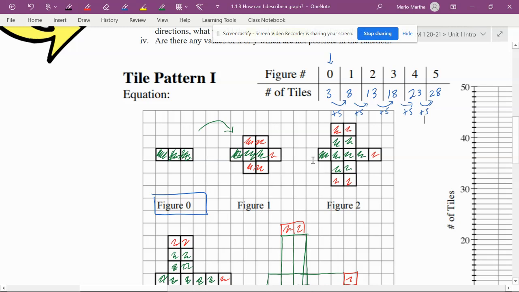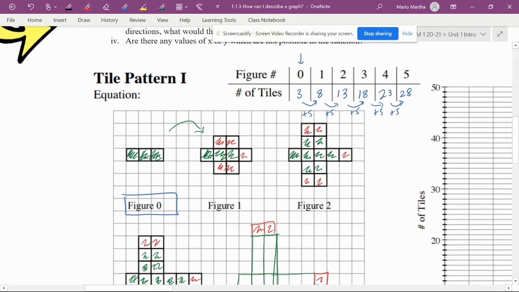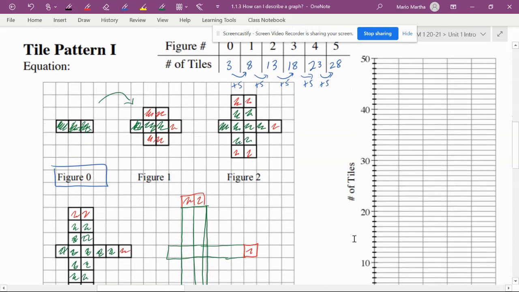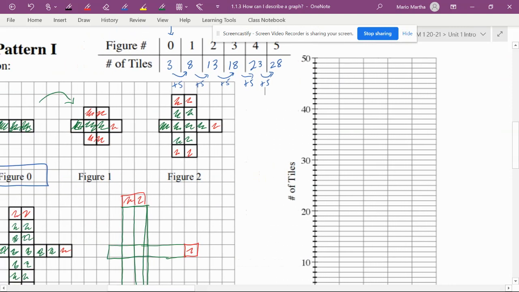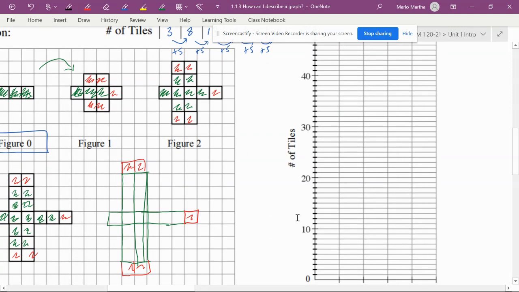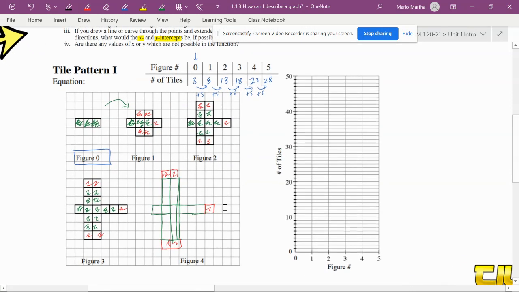And now that you guys have completed the table, we can start looking at the graph. So using the table, we can create the graph. So here we're going to be looking at, all right, so our figure 0 has 3. So we go figure 0, right? That's the bottom one. So 1, 2, 3, that's our first point right there.